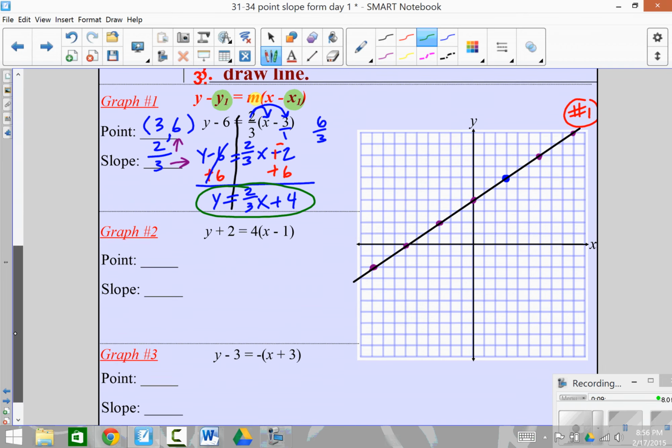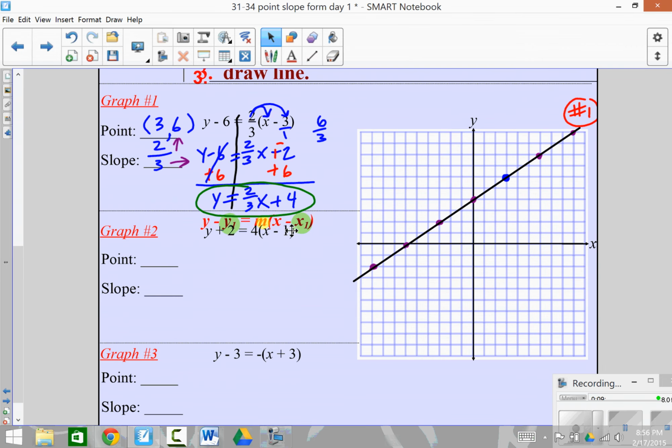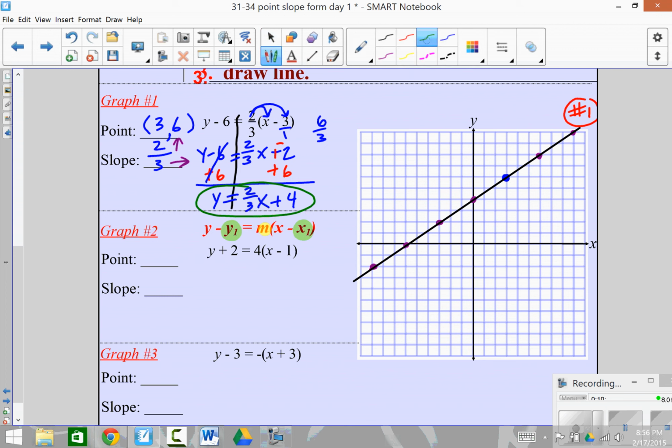Okay, let's try another one. Drag this down so we can match up our information here. Let's go and get our information from our point slope form. Our m is our 4, so our slope is 4. We can write this as 4 over 1 so we can see rise over run.